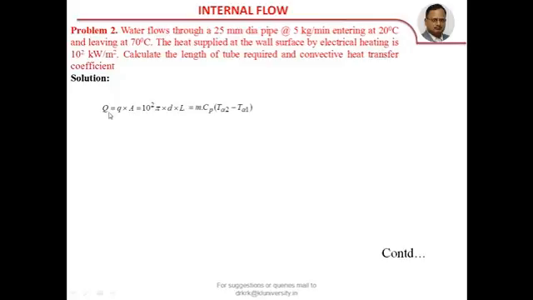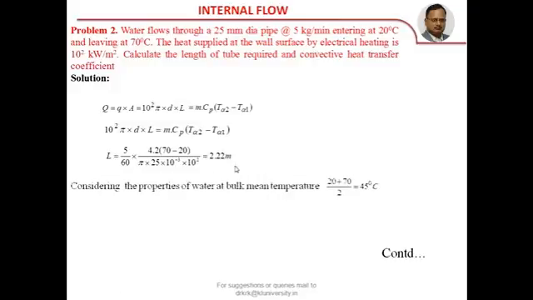So, this is a constant heat flux problem, internal flow because water is flowing through the pipe, forced convection of course. It enters at 20 and leaves at 70. So the bulk mean temperature is 20 plus 70 by 2, that is 45 degrees centigrade. So properties we have to estimate at 45 degrees centigrade.